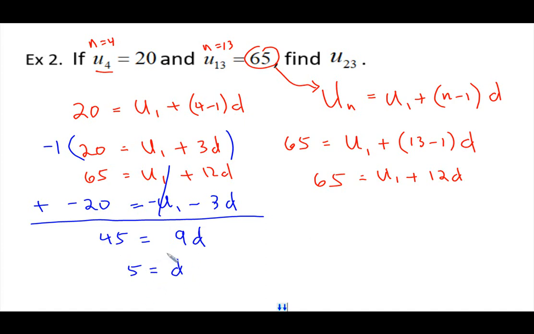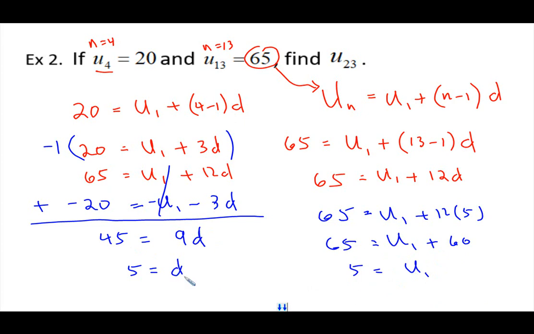Okay? So now that I know what d is, I can plug it in here to find the first term. So I know d here is 5, or I can plug it into this equation right here. Either one, it doesn't matter. So 65 is equal to u sub 1 plus 12 times 5. I know 12 times 5 is going to be 60. So if I subtract 60 on both sides, u sub 1 is equal to 5 as well.